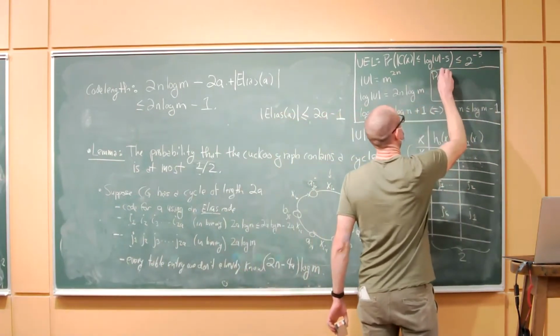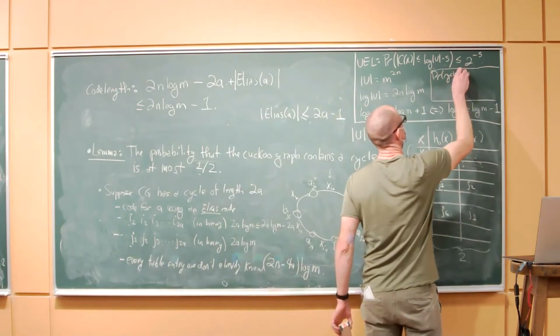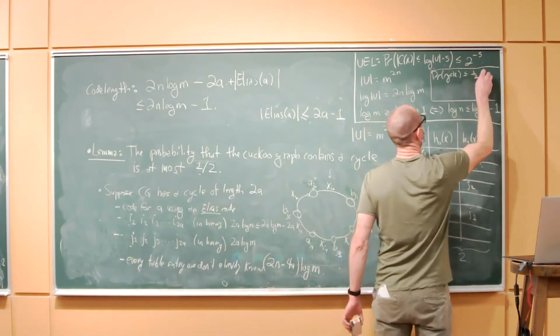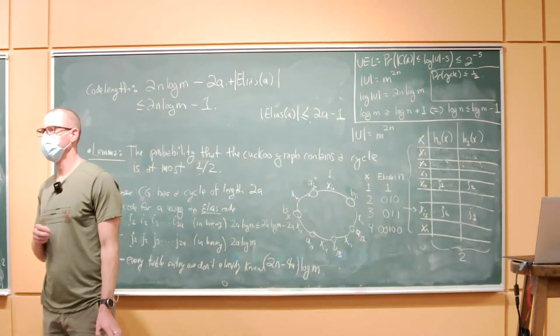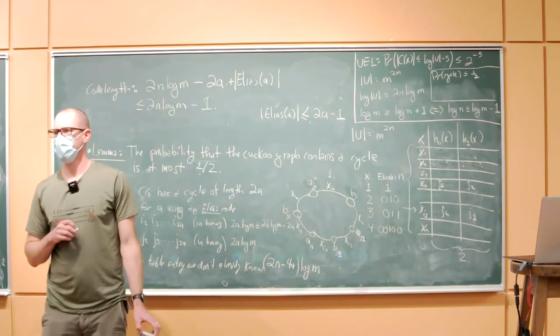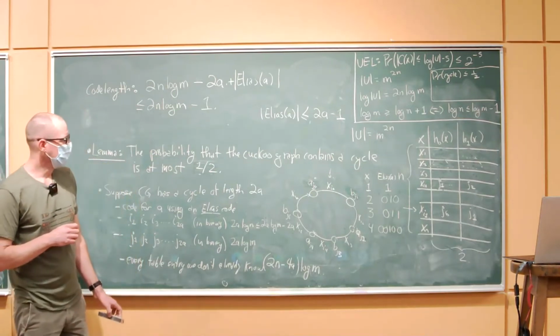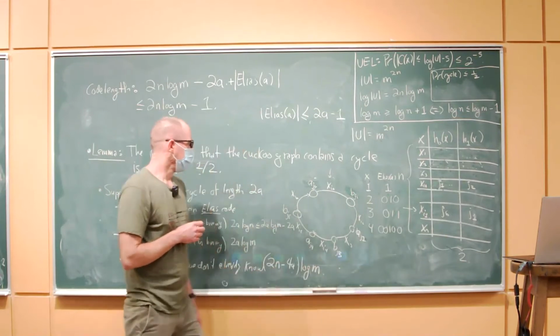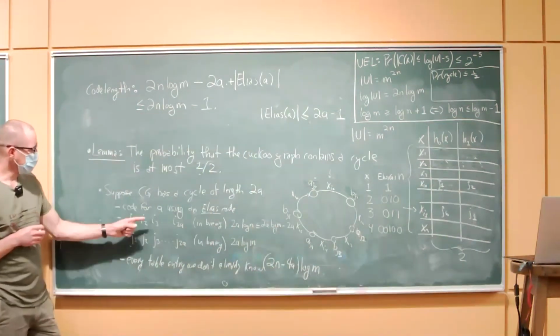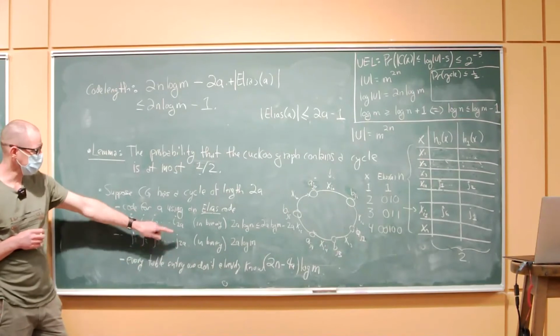So write that down. Probability that we get a cycle is less than or equal to 1/2. What's that? This Elias code is prefix free, yes. Elias code is prefix free. The rest is binary coding with fixed length codes.